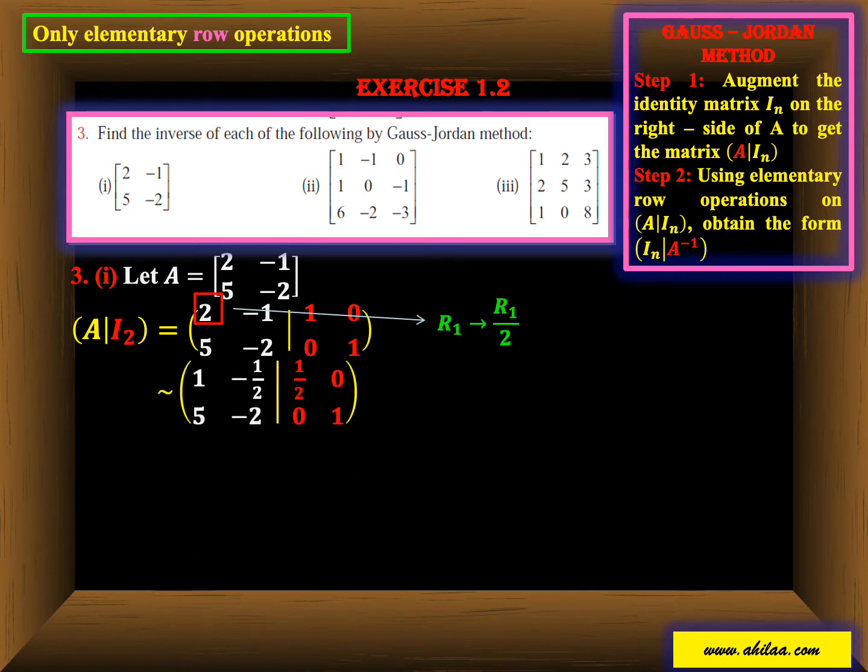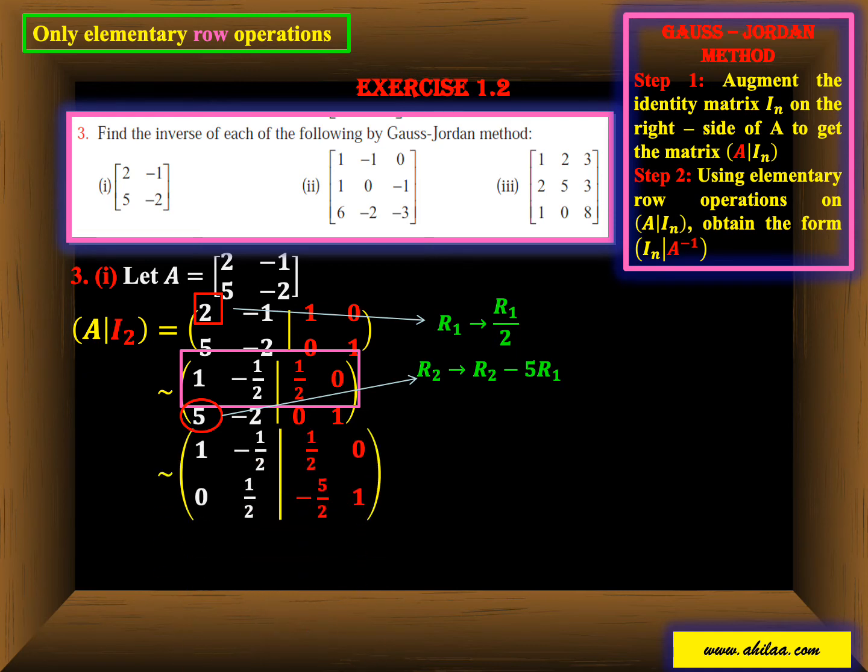So, the resultant equivalent matrix is, see the first row, dividing by 2, we get 1, minus 1 by 2, 1 by 2, 0. Next, I move to the A21 value, which is 5 here. We need to make it 0 by using row 1 as our pivot row. So, the operation is R2 goes to R2 minus 5 R1. So, the corresponding changes are, see the second row, 0, 1 by 2, minus 5 by 2, 1.